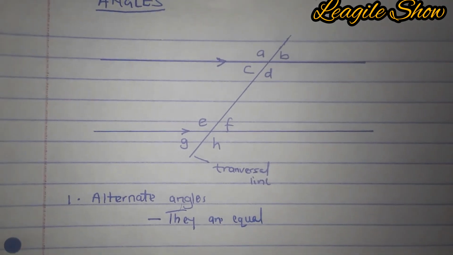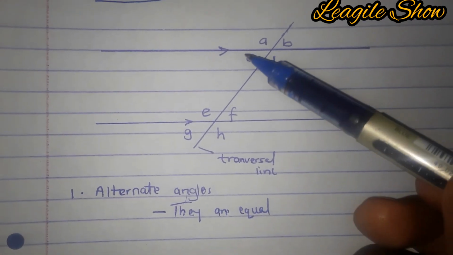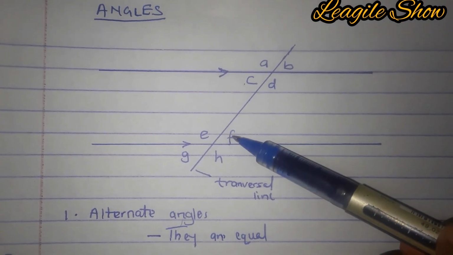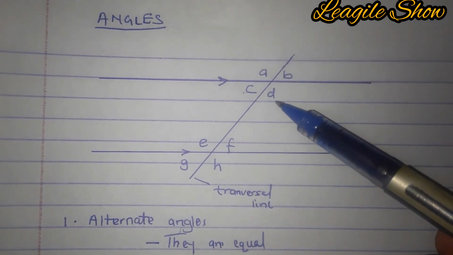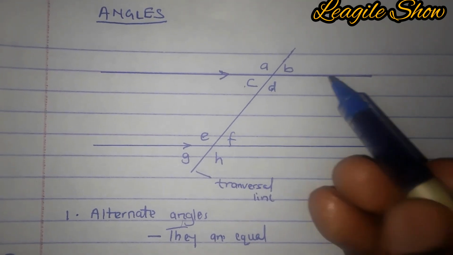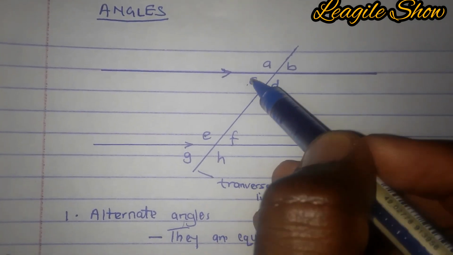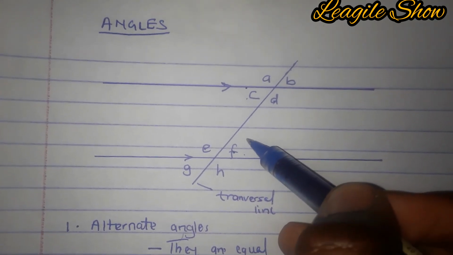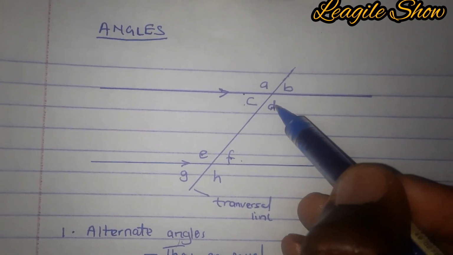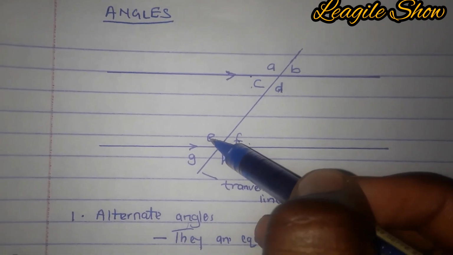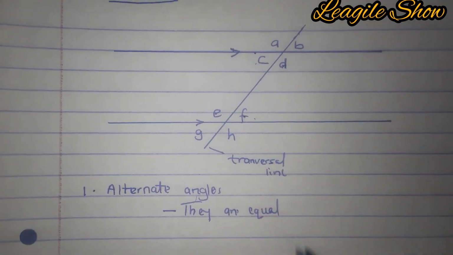Alternate angles are equal. That means, for example, here we have angle C and angle F, or angle D and angle E. So that means if C is 20 degrees, then F will also be 20 degrees. If angle D is, for example, 70 degrees, then E will also be 70 degrees.